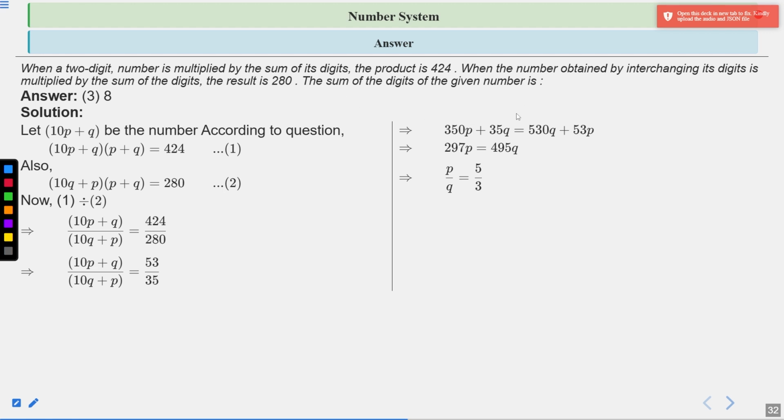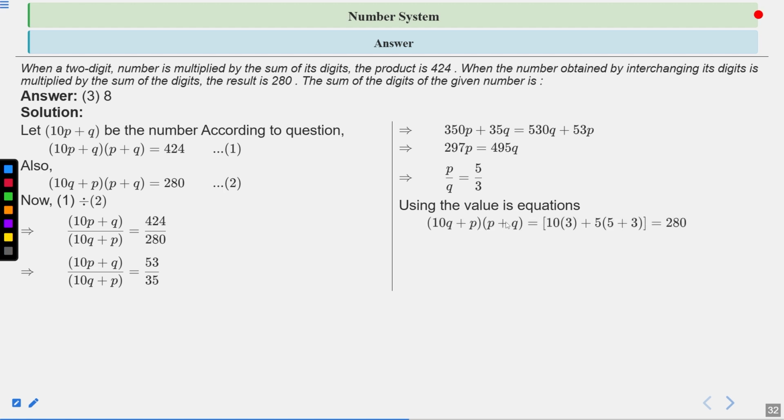So we need to calculate the sum of the digits of the given number. Using the values in this equation, we see that it satisfies 280. So the sum of the digits will be 5 plus 3, which equals 8. So that's why the third one is the correct answer of this question. Next one.